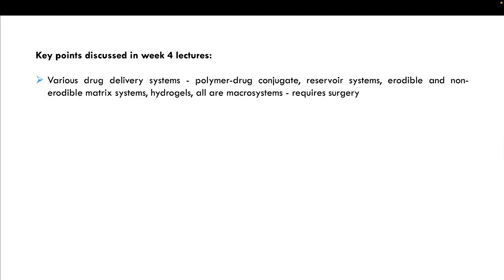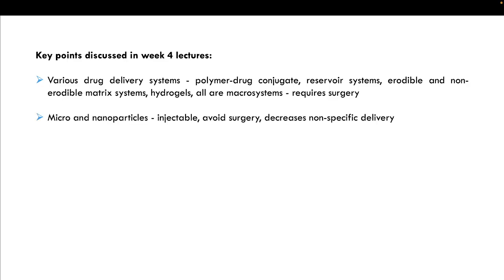So as I was saying, all of these are macro systems. So next we are going to discuss micro systems. These are nothing but your micro and nanoparticles. You must have heard a lot about this term of nanoparticles being used in drug delivery, nanoparticles being used for cancer therapy. Nanoparticles are also used for diagnostics to know whether a person has cancer or not. So you must have heard about this term a lot.